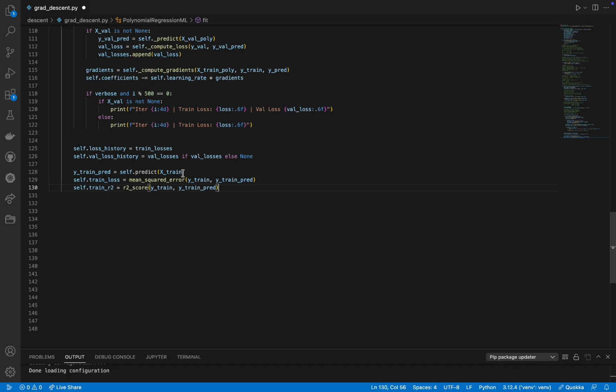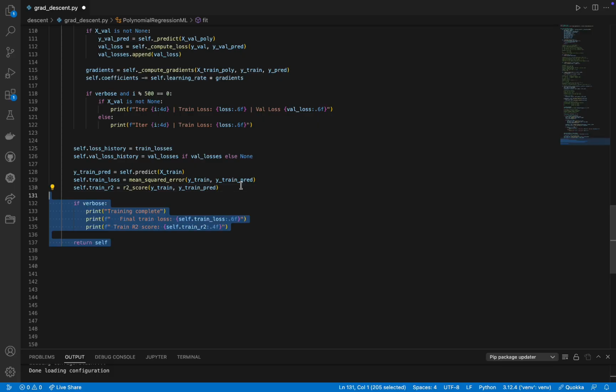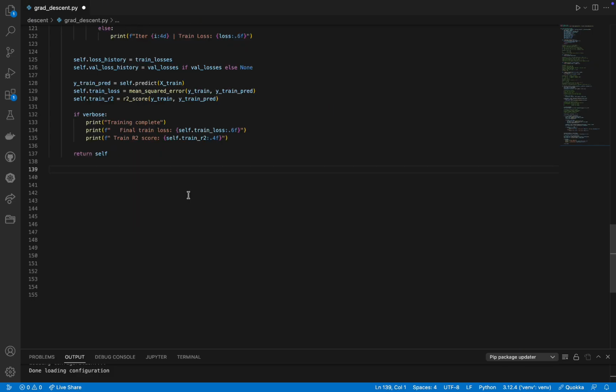After all iterations are done, we compute final performance metrics. We make predictions on the full training set using self.predict. Then we compute the mean squared error between the true training labels and our predictions, and we store it in self.train_loss. We also compute the R-squared score and store it in self.train_R2. If verbose is true, we print out these final metrics so the user can see how well the training went. Then we return self, which allows method chaining if someone wants to do that.